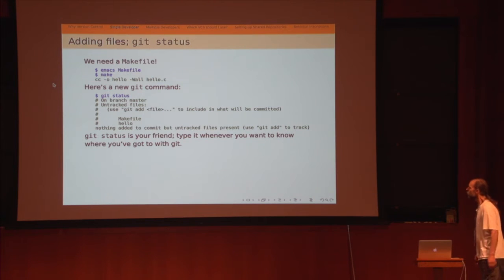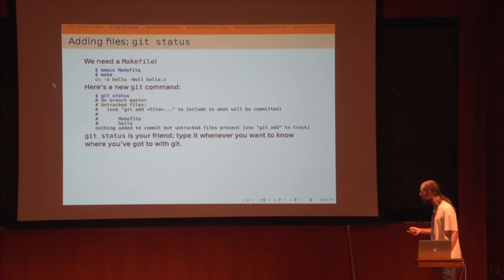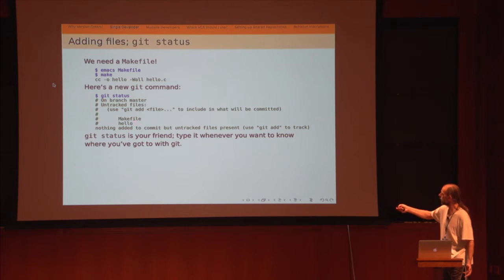But git status is your friend. It tells you what you want to know. If it doesn't say anything, everything's under control. In this case, it does tell you something. We have to do something about it.